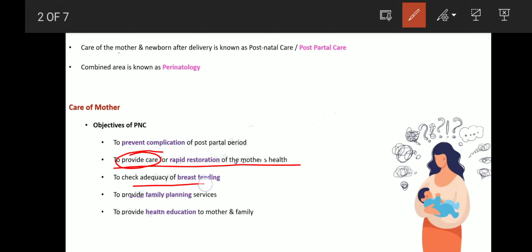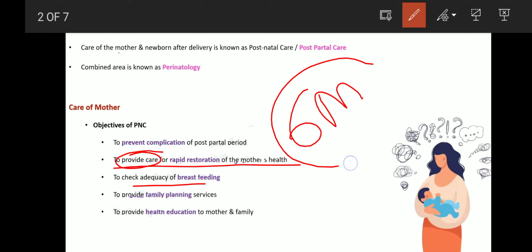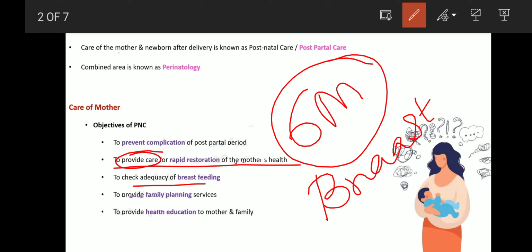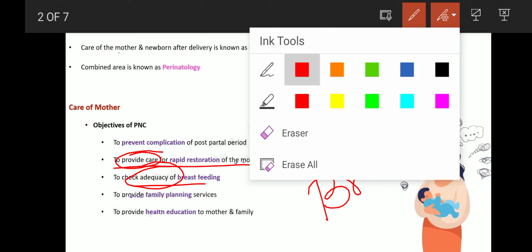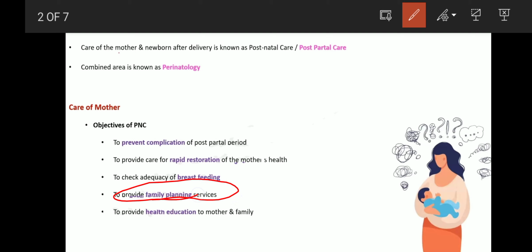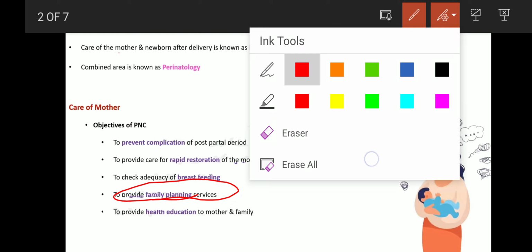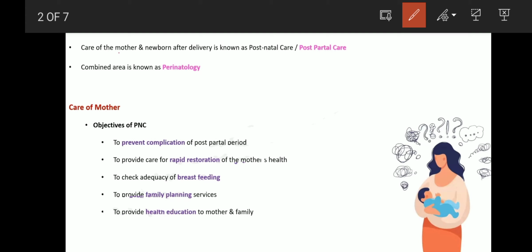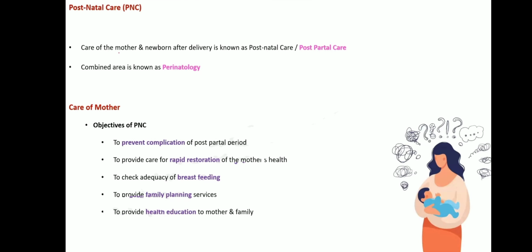Third, to check the adequacy of the breastfeeding. We know that exclusive breastfeeding is encouraged for 6 months after delivery, so we have to check the adequacy of the breastfeeding. Fourth, to provide the family planning services to the mother. If she has completed her family, on the second day of the delivery we should ask her to opt for sterilization. If the family is not completed, we advise spacing methods.